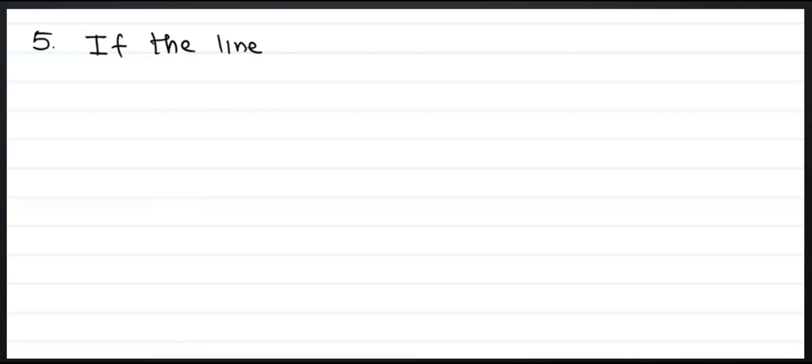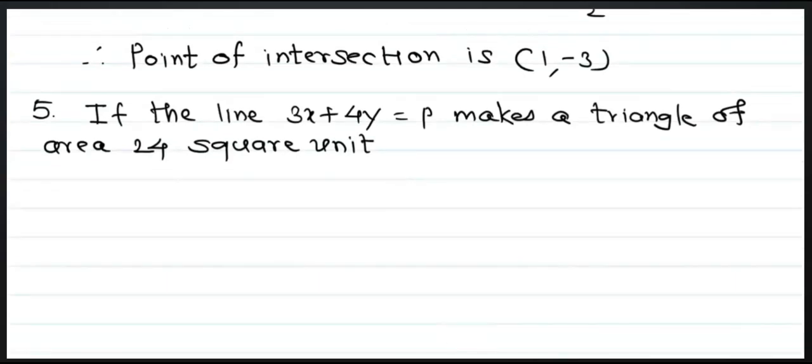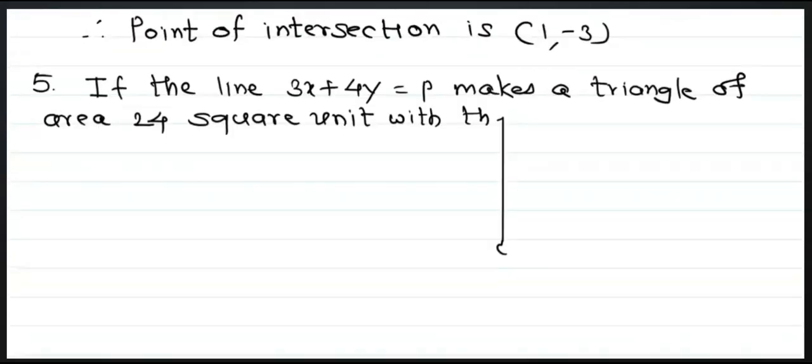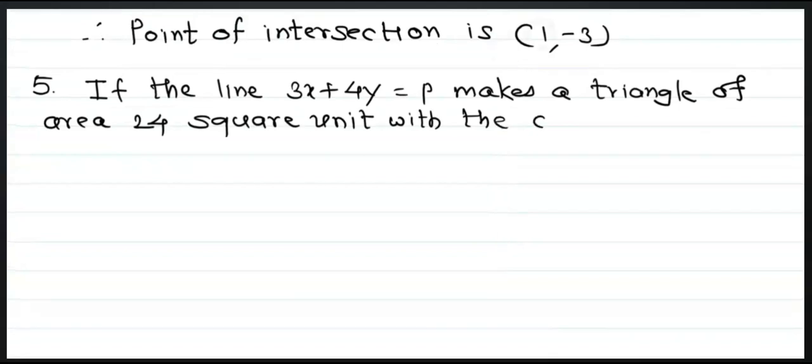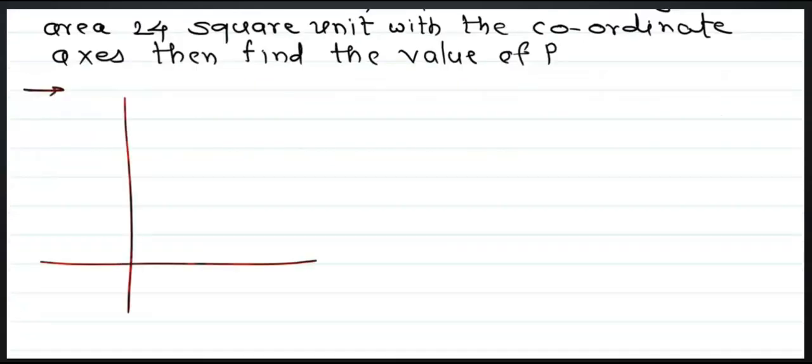Number 5. If the line 3x plus 4y is equal to p makes a triangle of area 24 square units with the coordinate axes, then find the value of p.